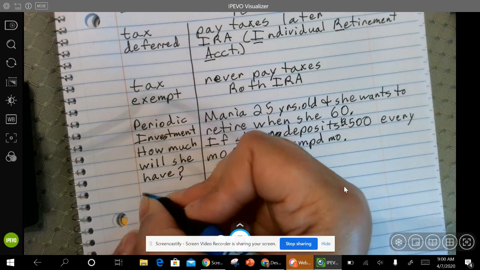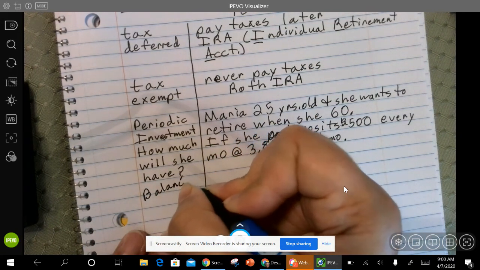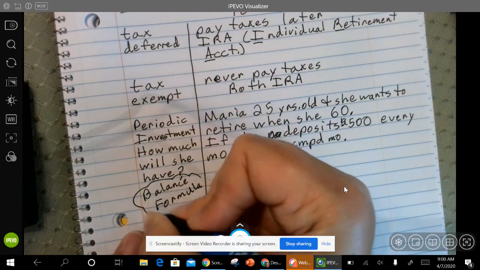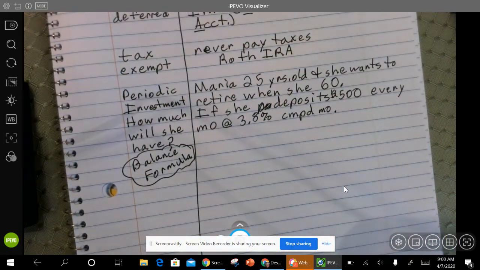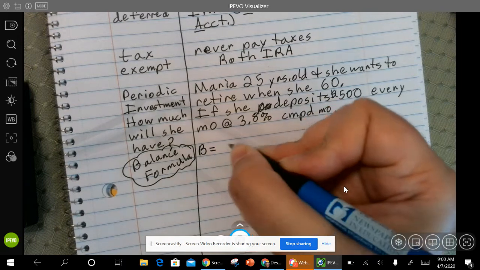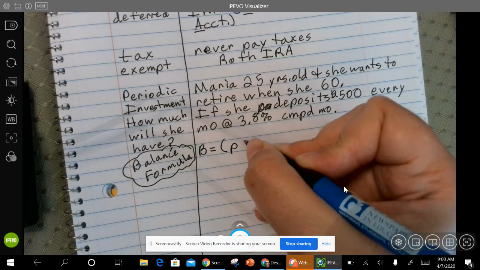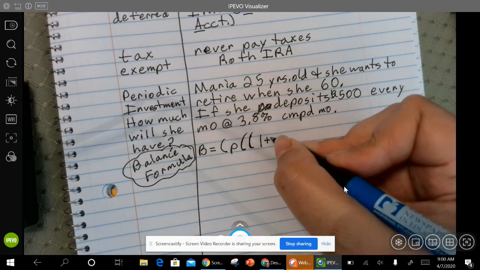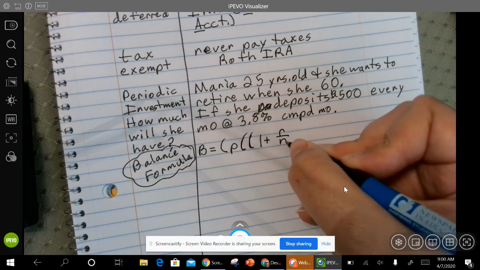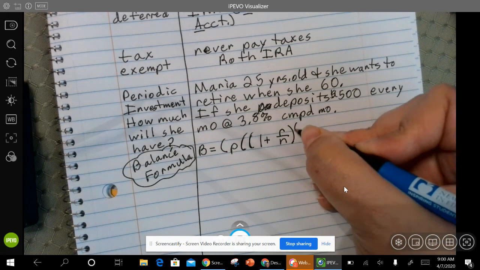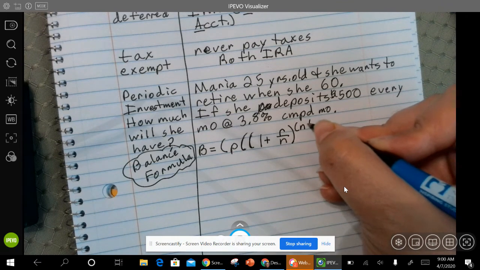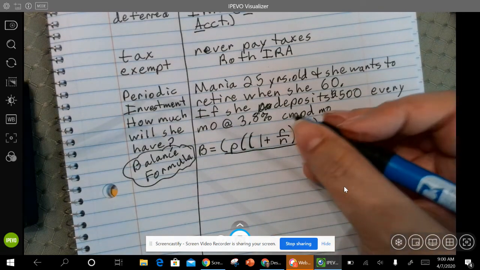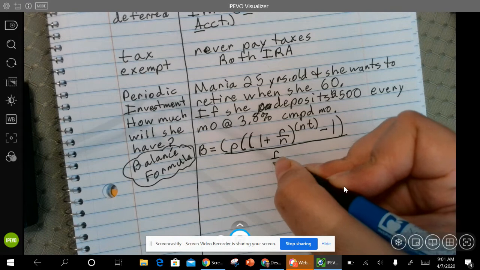So we're going to use our balance formula, everybody. We used this last semester in chapter 3. It's another one of our lovely formulas. So the balance formula is going to be principal times, double parentheses, 1 plus the rate divided by the number of times compounded, raised to the number of times compounded times the time, minus 1, all over the rate divided by n.